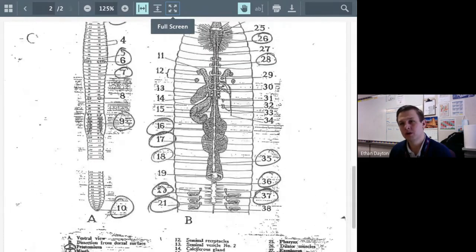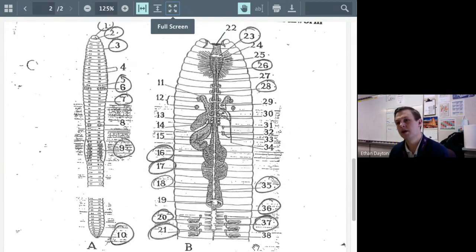So 20 and 21, all kind of over by itself. They look a little bit like noodles to me. 20 and 21 are essentially kidneys. Okay, so that's part of the waste system as well, the excretory system. It excretes watery waste as opposed to solid waste.